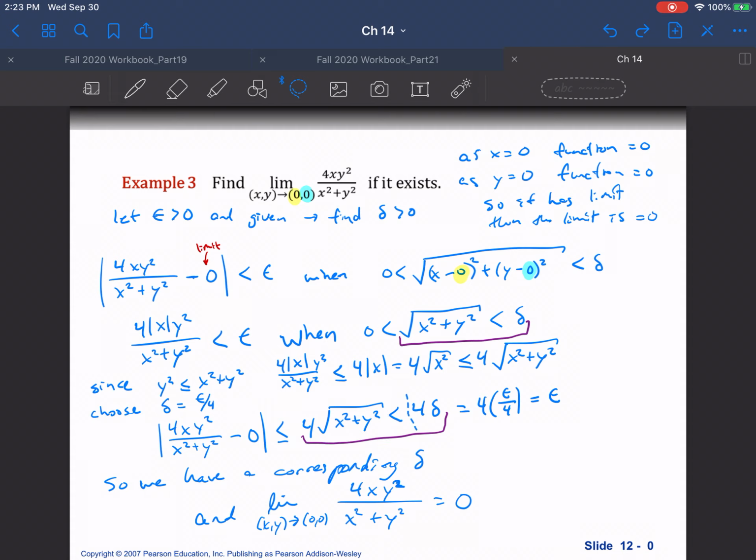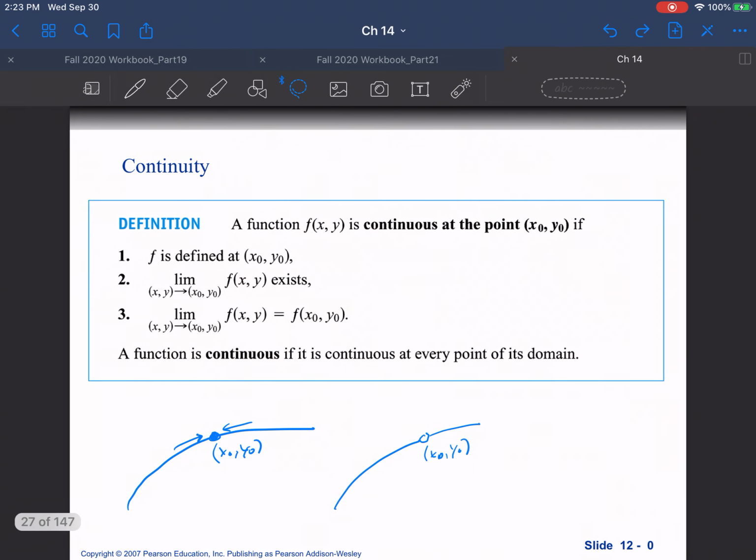It has to be less than 4 times delta, because all we did was add that 4 times in front of it. And 4 times delta equals 4 times epsilon over 4. And if that's the case, then that just equals epsilon. So we do have an actual corresponding delta that will work with our epsilon. So whatever epsilon we pick, we can get a corresponding delta that is greater than 0. And so it works. And so therefore we have a corresponding delta, and the limit of this must actually equal what we thought, which was 0.